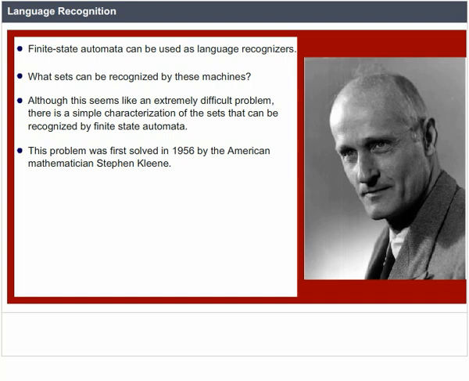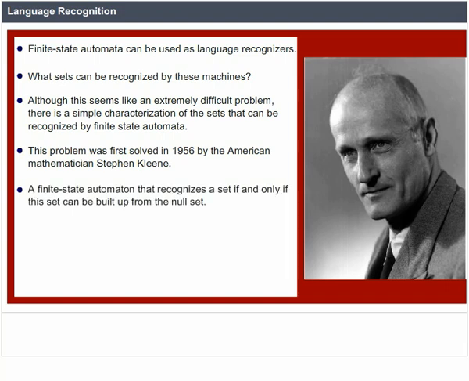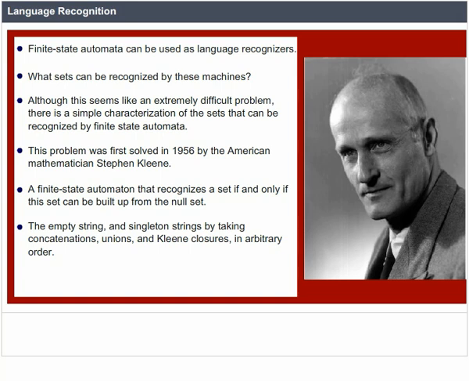A set is recognized by a finite state automaton if and only if this set can be built up from the null set, the empty string, and the singleton strings by taking concatenations, unions, and Kleene closures in arbitrary order. Sets that can be built up in this way are called regular sets.